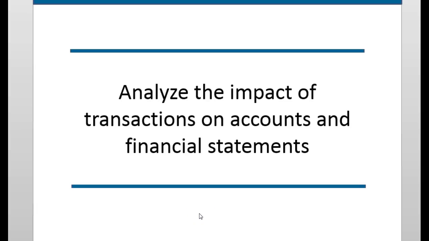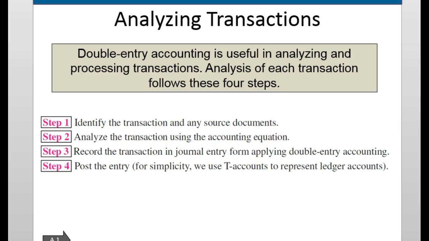Alrighty. Now, what I just showed you with the debits, the credits, and the journalizing, we're going to do. So, there are 4 steps you take. First, you identify the transaction and any source documents. Then you analyze the transaction using the accounting equation. Then you record it in a journal entry using double entry system.